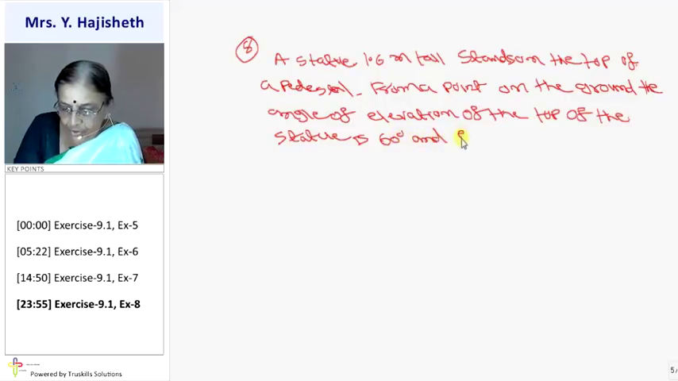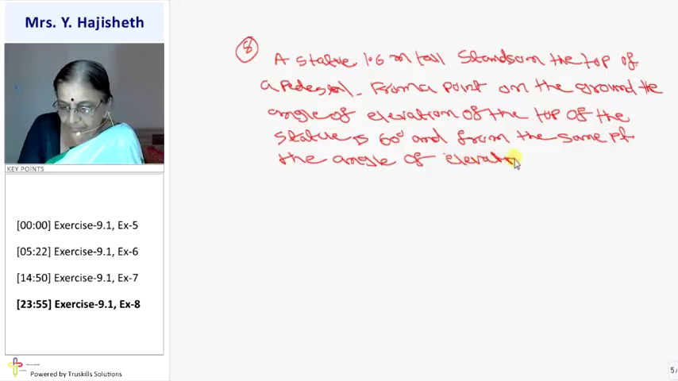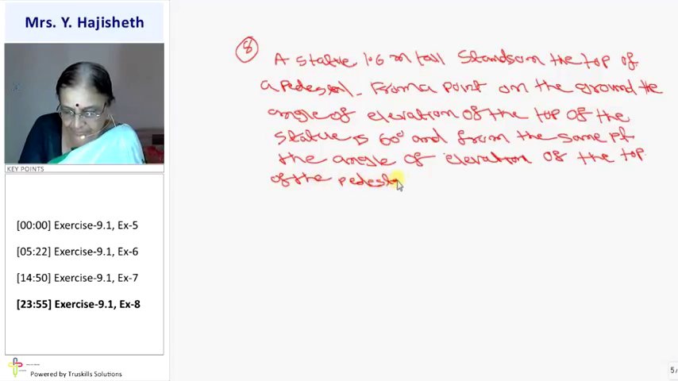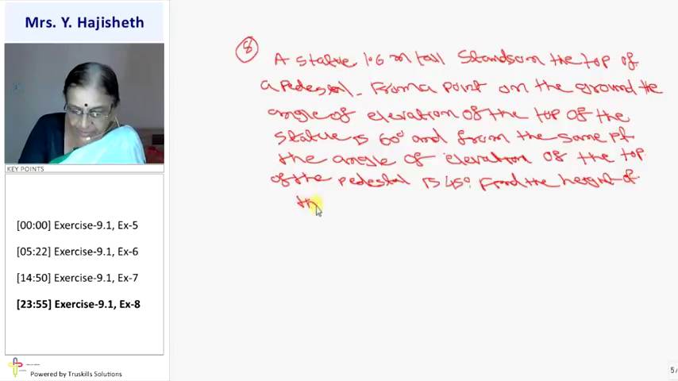And from the same point, the angle of elevation of the top of the pedestal, take the top of this or the bottom of the statue, it is the same thing, is 45 degrees. Find the height of the pedestal. The pedestal is what is made to keep the statue, and its height is asked.